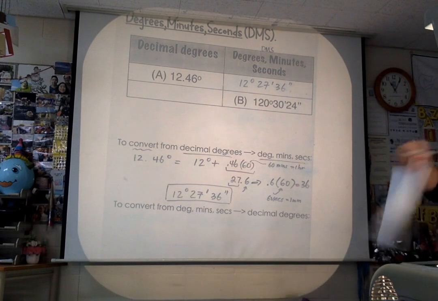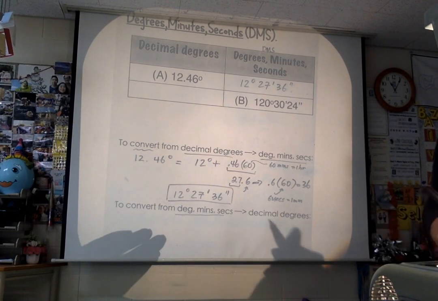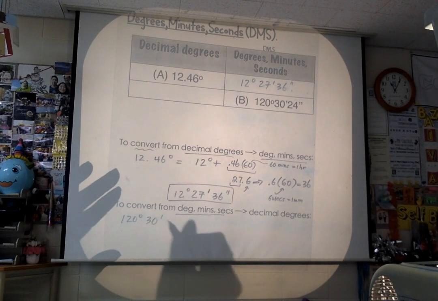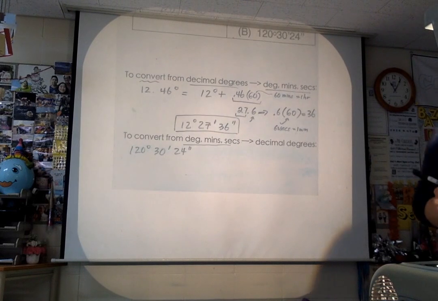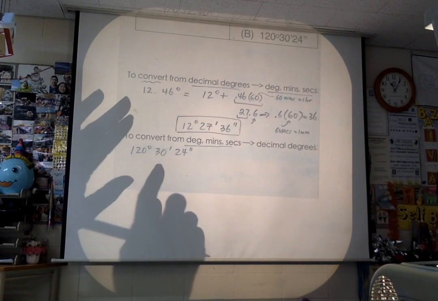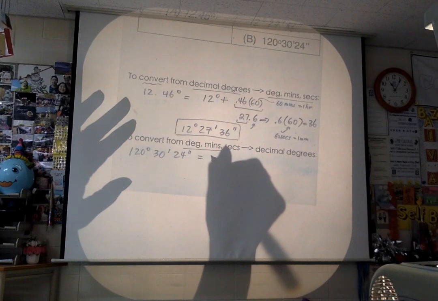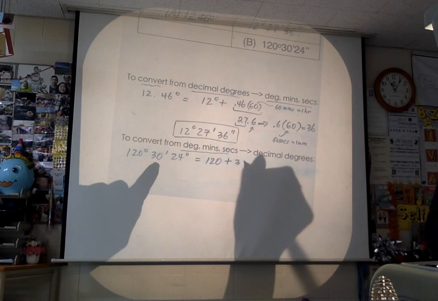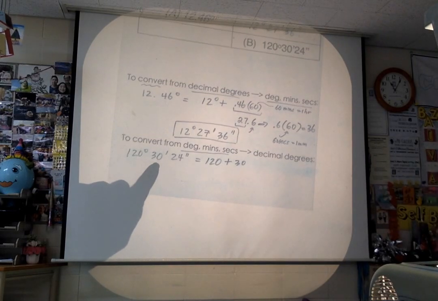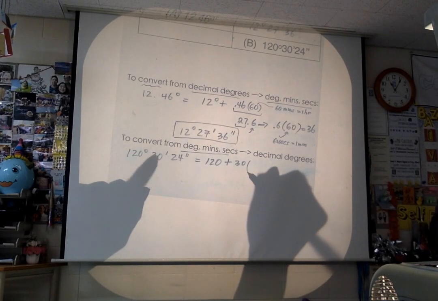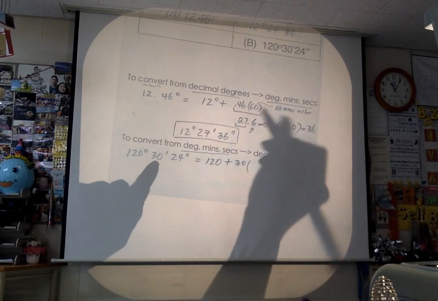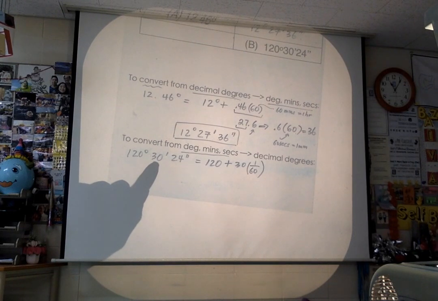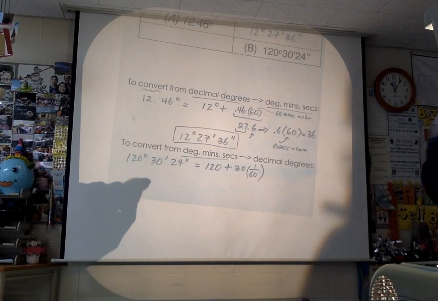Now we're going to reverse that operation. We're going to go from DMS to decimal degrees. So we start with 120 degrees, 30 minutes, and 24 seconds. And I know some of you guys are like, oh, I know what that's going to be. But let's just make sure. So we know we for sure have 120. Now, we have 30, but what do we have 30 of? Remember, we're going in reverse. So if we multiply by 60 here, we have to divide, or multiply by 1 over 60. We're reversing the operation.